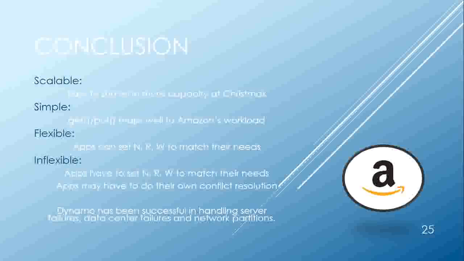Finally, Amazon's Dynamo aims at these important attributes. Let me conclude with scalability; simplicity, as just get and put maps well to Amazon's workload; and flexibility, where apps can set N, R, W to match their needs. The inflexibility is that apps have to set N, R, W to match their needs. Apps may have to do their own conflict resolution.